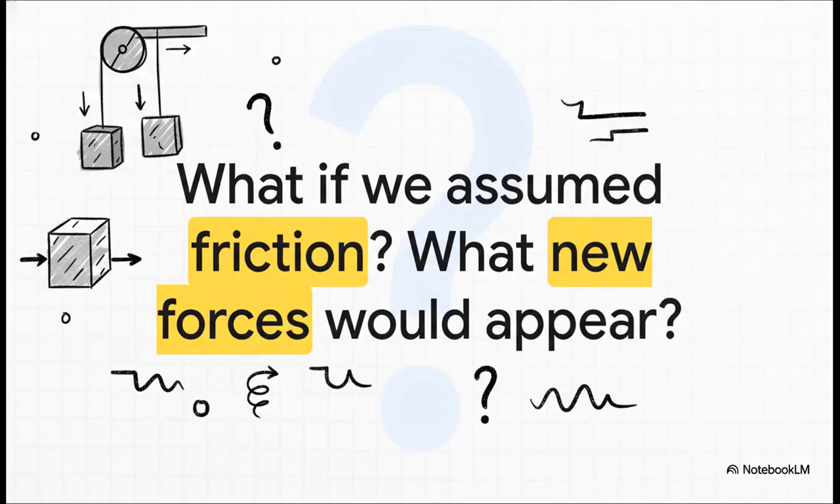But here's one last thought to leave you with. Our whole solution was built in a perfect world, right? A clean crime scene, we assumed no friction, and a rope and pulley that didn't weigh anything. But what happens if we step into the messy real world? What new forces, what new twists would our investigation have to uncover then? Well, that's a puzzle for another day.